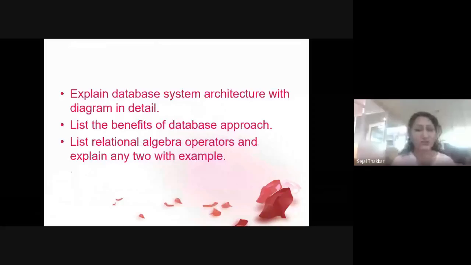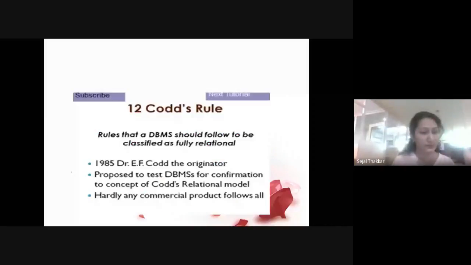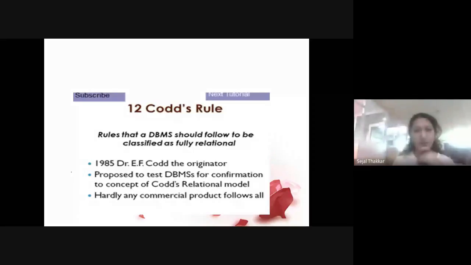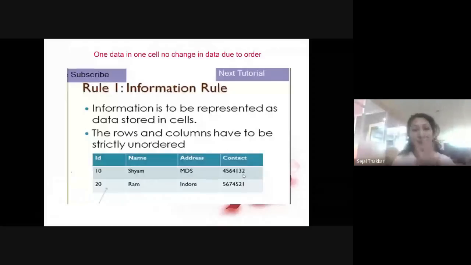There are certain rules and regulations which are known as Codd's rules. So, Codd's rules for the relational model. Let's see all the rules one by one. The first rule is the information rule. This is very important actually, because sometimes it is going to be asked in the exam also.